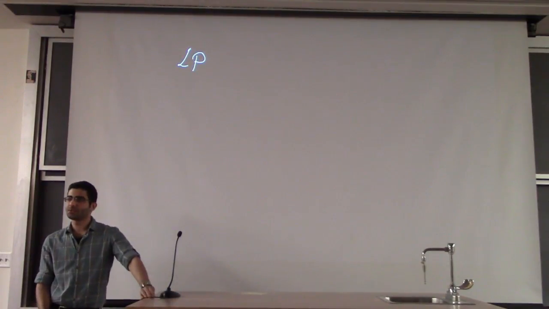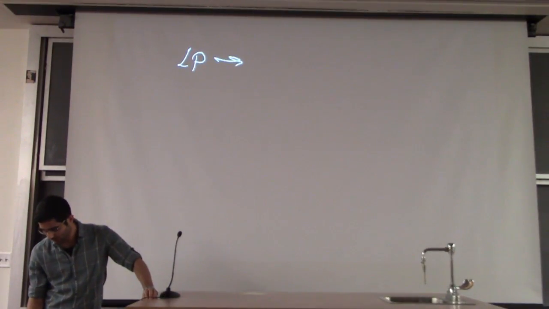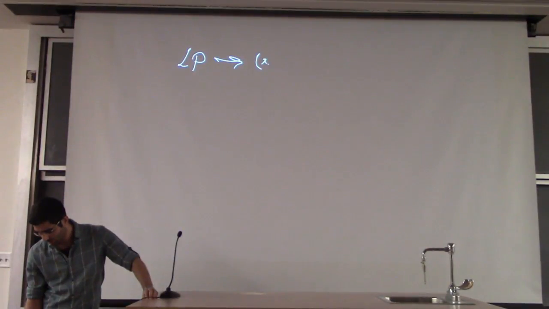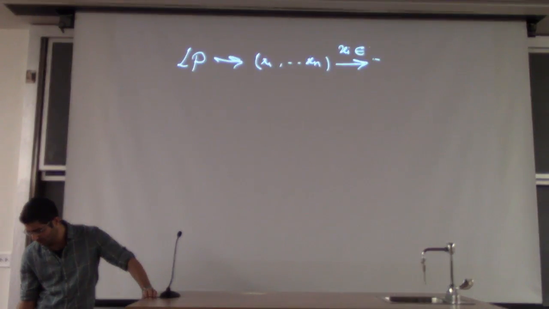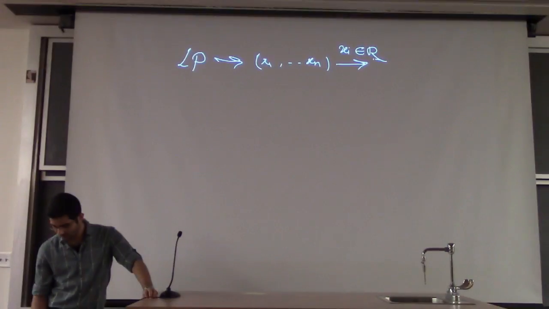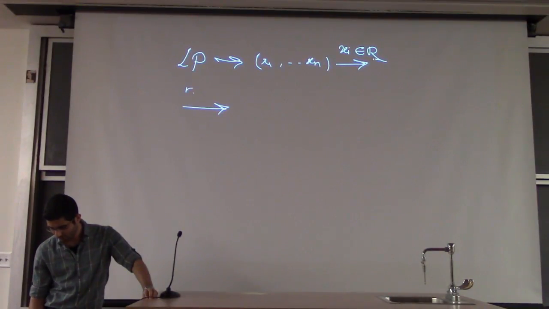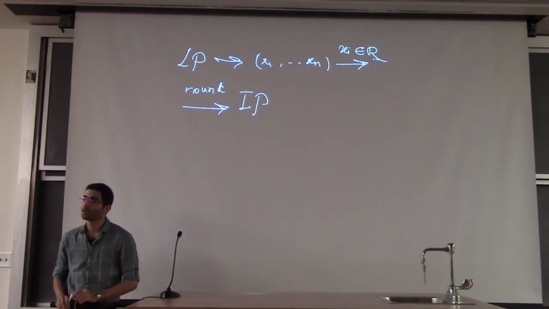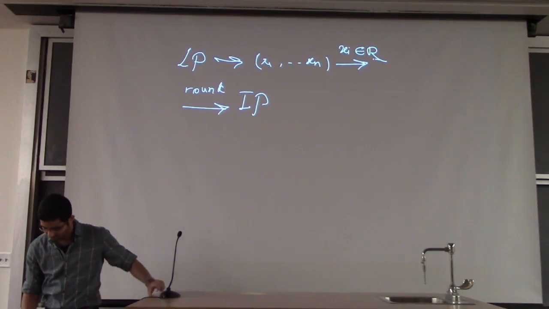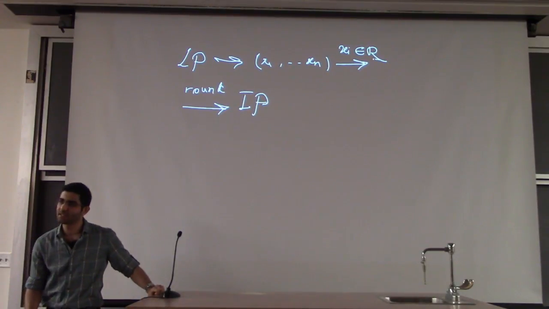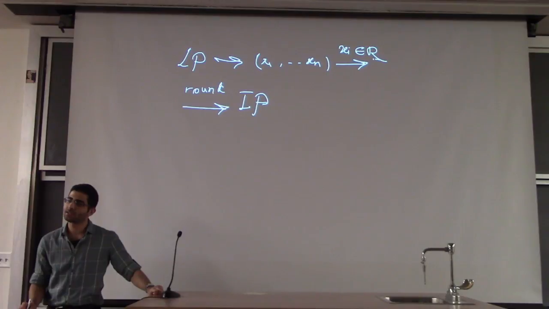So, we have done the reduction to LP. LP gives us an assignment to x1 to xn, where xi belongs to R. We round it, and now we have the IP solution. Right? Now we have the IP solution that satisfies all the inequalities.